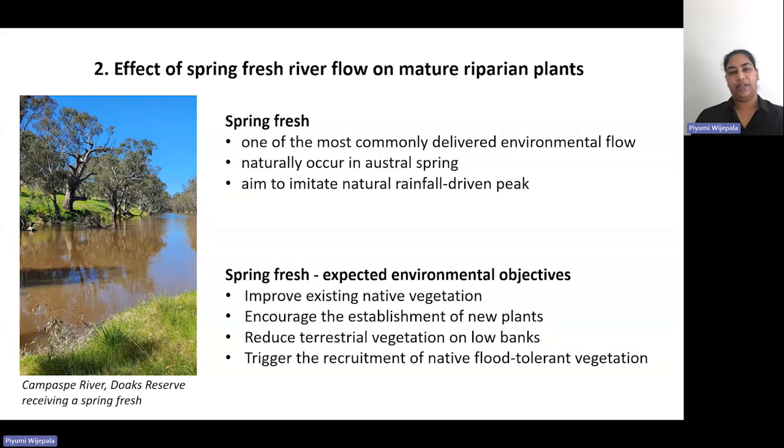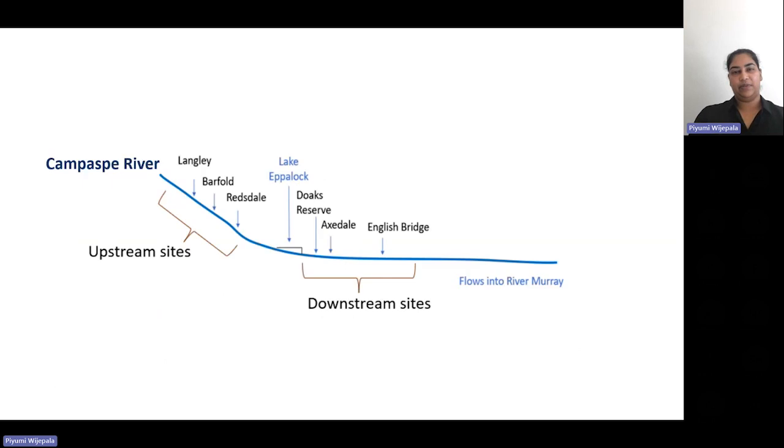So in this experiment, what we wanted to look at is what happens to the growth and reproduction of mature grass species and mature riparian plants when they get fully submerged during a spring fresh event in the field. This field experiment was conducted at Campaspe River in northern Victoria. We chose 3 upstream sites and 3 downstream sites. The 3 downstream sites received environmental flow during 2023, a small spring fresh event, to conduct this experiment.